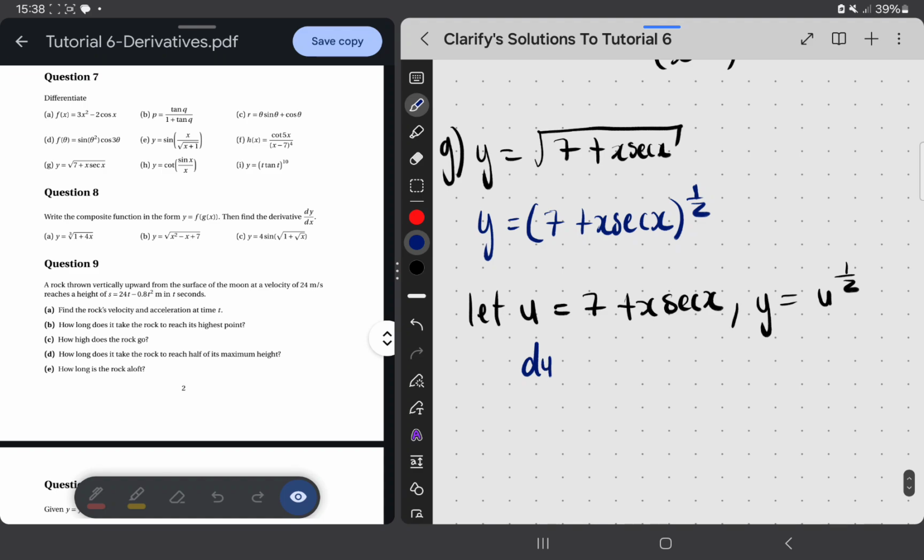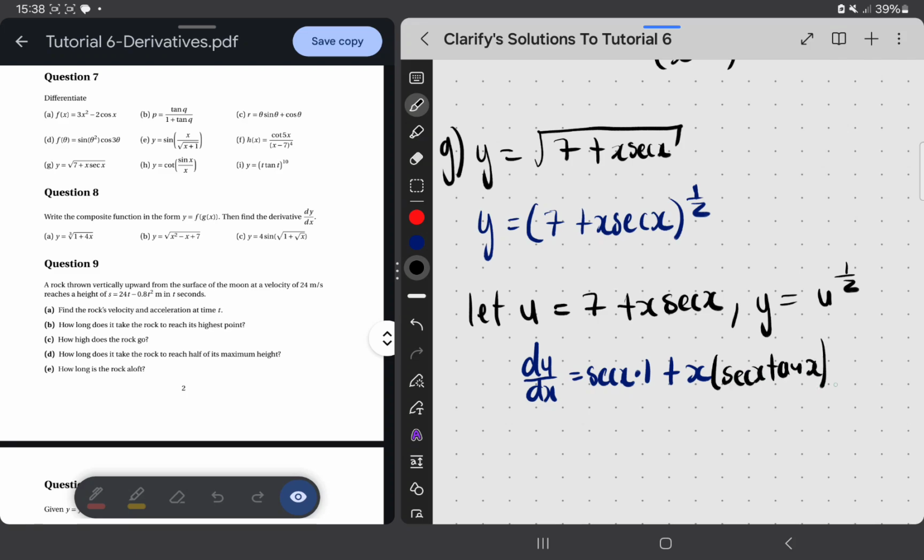So we can now say, what is du dx? The derivative with respect to x is going to be: the derivative of 7 is 0. Here we are at x sec x. What do you do? You bring the second one, which is sec x, and multiply by the derivative of the first. The derivative of x is 1, so times 1. Plus you bring the first and multiply by the derivative of the second. What's the derivative of sec? Remember the derivative of tan is sec squared x. The derivative of sec is sec x tan x.